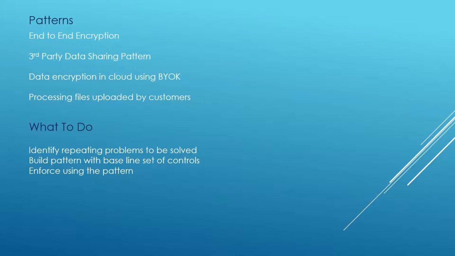So once you identify the repeating problems, make a solution out of it, identify the right set of controls for the solution, and that will become a pattern for you. And once you have the pattern in place, try enforcing the pattern, as that will lead to consistency in the architecture.